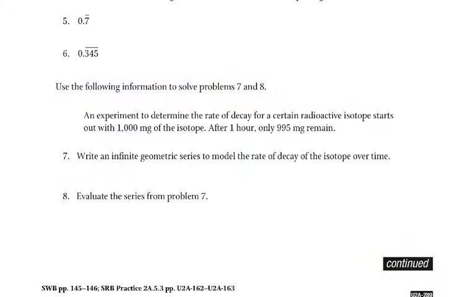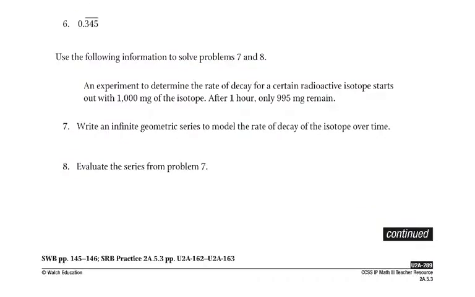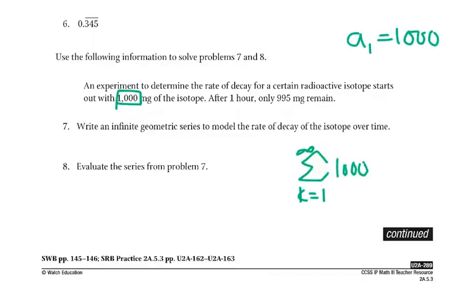Okay, now number 7 and 8. Use the following information to solve problems 7 and 8. An experiment to determine the rate of decay for a certain radioactive isotope starts with 1,000 milligrams of the isotope. After 1 hour, only 995 milligrams remain. Write an infinite geometric series to model the rate of decay of the isotope over time. So, we start at k equals 1. We're going to infinity. Okay, our starting number, our a sub 1, is 1,000.